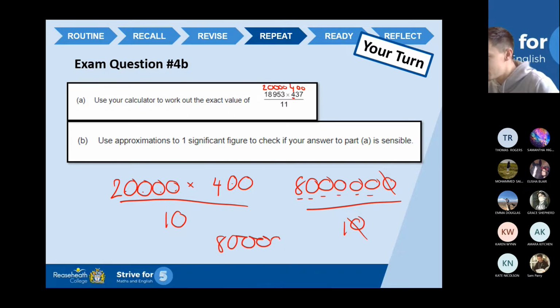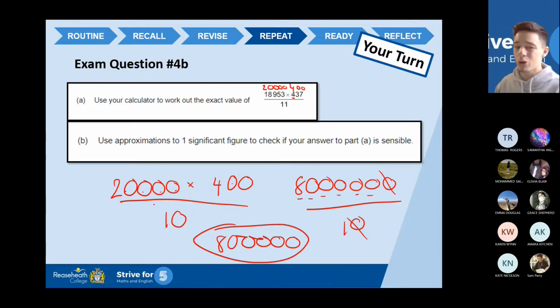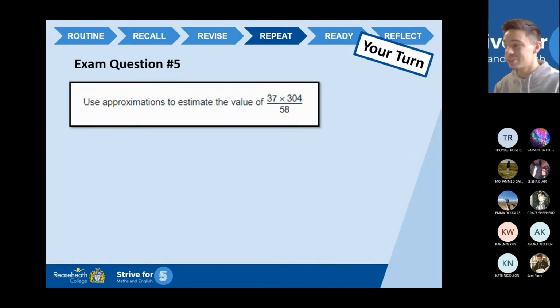Now, I don't know if you guys are going to like me or not, but I don't think a question like that will come up in a paper because it says use your calculator. And what do we know about estimations? It's coming up on paper 1, which is a non-calculator one. So really, in hindsight, probably shouldn't have included that question. I was just getting a bit excited yesterday, adding in all these estimating questions.